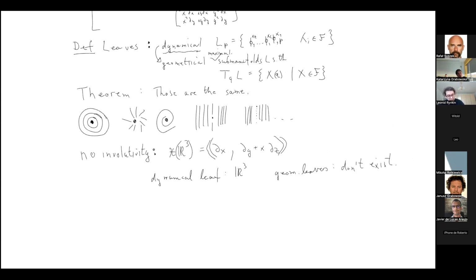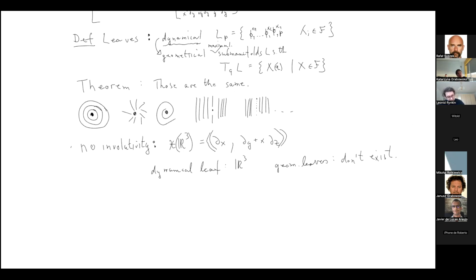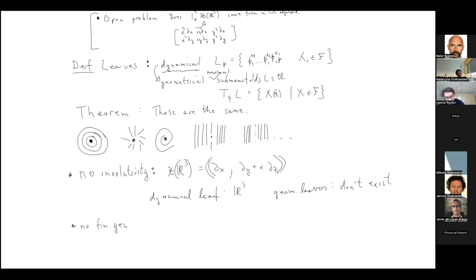And the second example I wanted to give is what happens if we have no finite generation. I'm sorry, they do exist, but are one-dimensional. Oh, okay. So then you're using a different definition, because here I required for the tangent direction to be equal. If we would require them just to be subsets, then you're right that they would be one-dimensional.